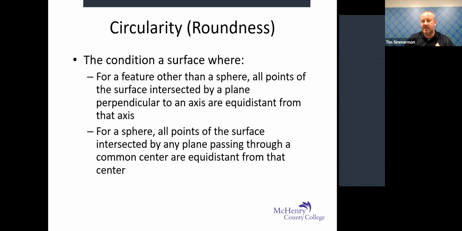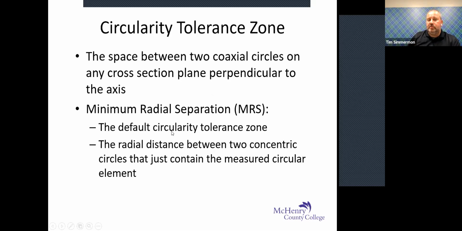A cylinder is a 3D form, correct? It's got X, Y, and Z. It's got features extending out in all areas, but circularity is just a slice of that cylinder. And that's where they're saying it's intersected by a plane perpendicular, that's the slice. So take a saw cut, and how circular is that surface where you're taking that saw cut. You can measure circularity on a sphere as well, but again, it's a slice of that sphere. What does a tolerance zone look like for circularity? It's the space between two coaxial circles. Coaxial means that they share the same center line.